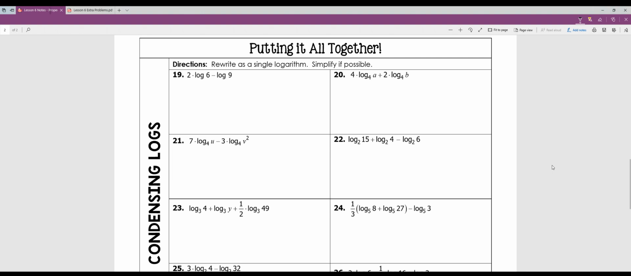So now that we are familiar with our properties of logs, we can use these to condense logs into a single logarithm, and we can expand them into multiple logarithms. So let's start with condensing. Let's look at number 19 here.